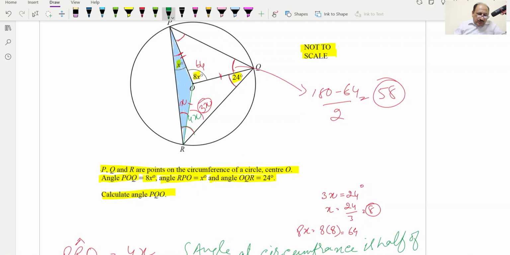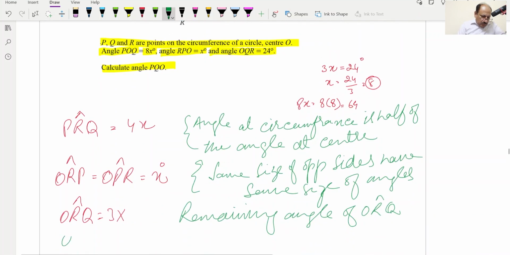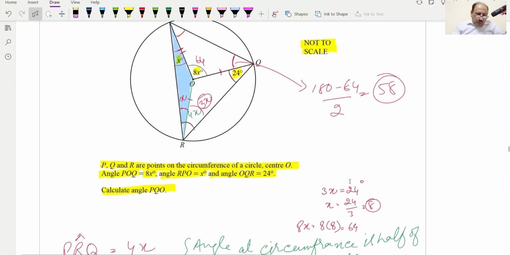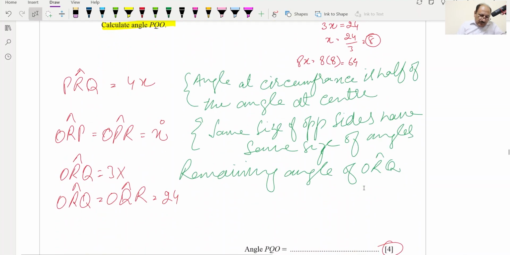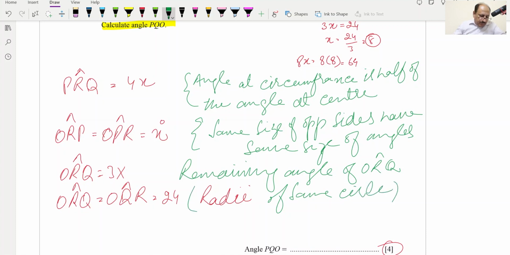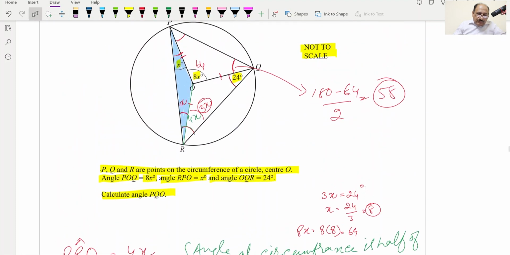So ORQ is equal to OQR, which is equal to 24, as radii are same, radii of the same circle. So we can write this reason for this.